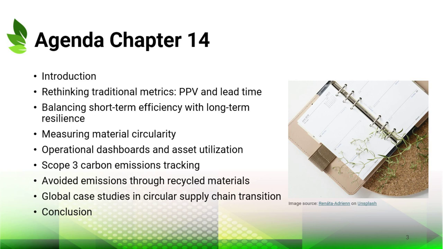The middle sections introduce frameworks that help balance short-term efficiency with long-term resilience, including take-back systems, industrial symbiosis, and circular business model capabilities. We then move into measurement methods for material circularity, operational dashboards, Scope 3 carbon accounting, and avoided emissions from recycled materials. Finally, the chapter closes with global case studies and a conclusion that connects measurement, governance, digital transparency, and stakeholder coordination. This structure moves from problem diagnosis to practical managerial response.